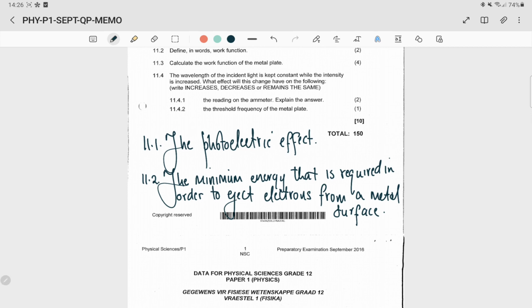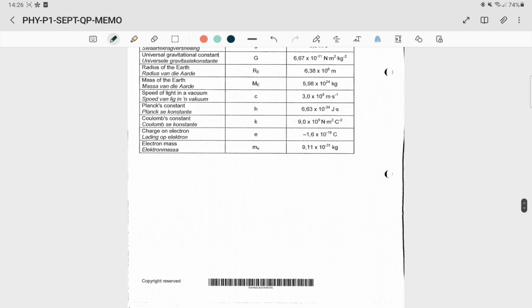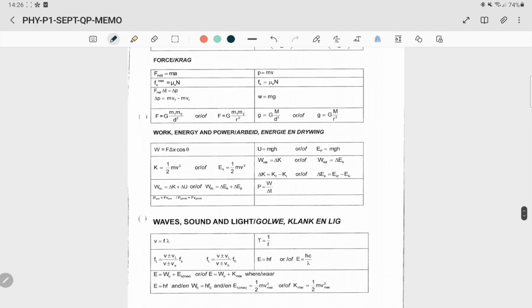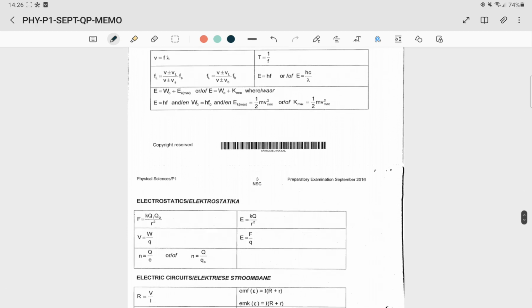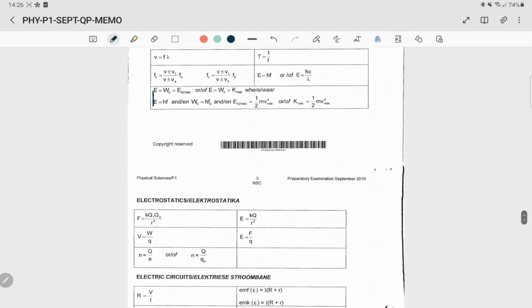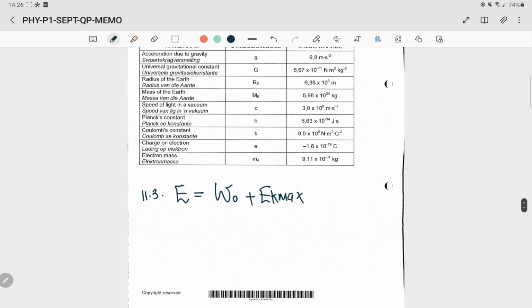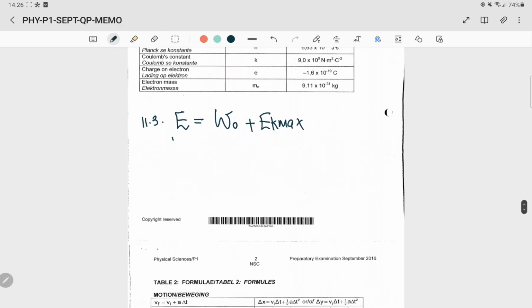11.3. Calculate the work function of the plate. So we know that energy should be equal to the work function plus EK max. You don't have to memorize this formula. It is given right here. So we know that energy should be hc all over lambda, which is equal to the work function plus half the mass of the electron times v squared.